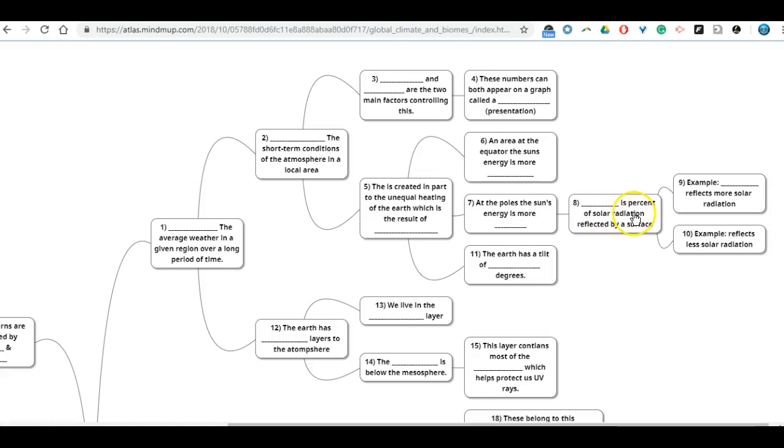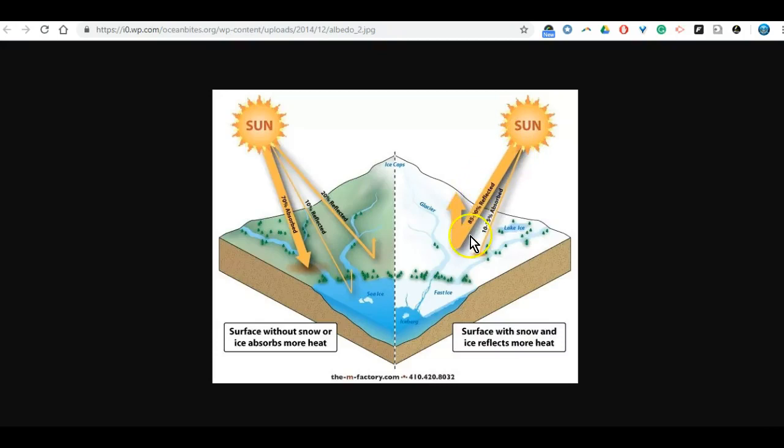Over here, number 8, we're looking at the albedo, and then just different examples here. So an example of something light in color is going to reflect more solar radiation, like ice, snow. Examples of things that absorb or reflect less solar radiation, concrete, dirt, and this is just showing how most of that energy is reflected back out into space by light colored objects, and less of it is reflected by dark colored objects. More of that is absorbed.